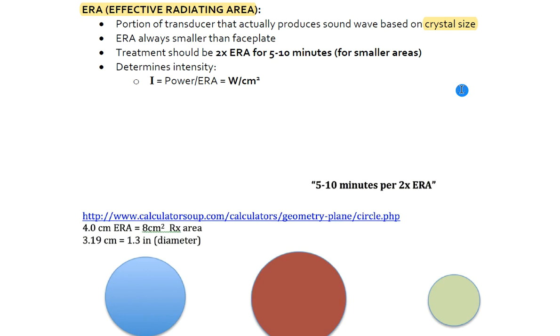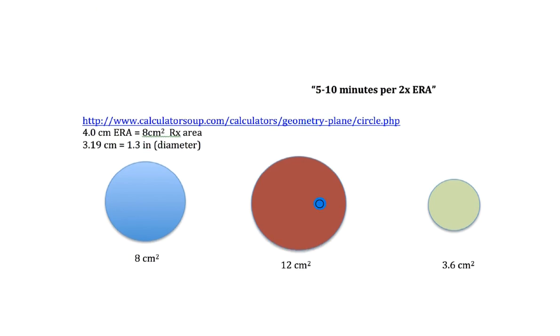Sometimes you have a very big face of the transducer but a small crystal, or sometimes you have a medium-sized transducer face but a very large crystal in it. So that's why it's going to be important to look at the transducer cord to see what it's set up with there. And here's just some representations which may or may not be drawn to scale.